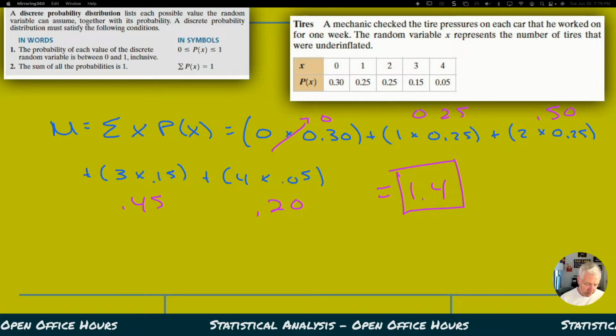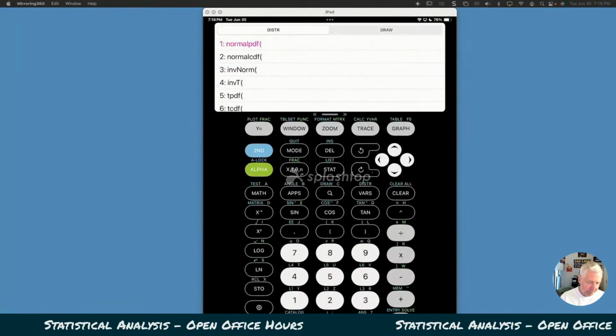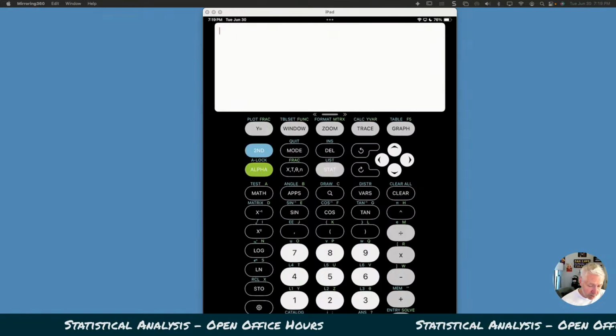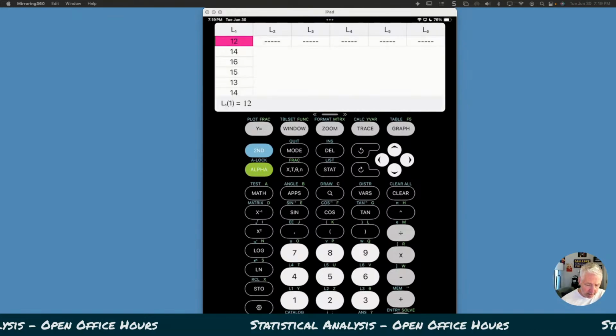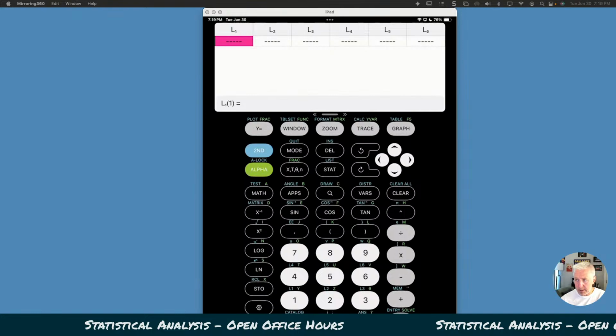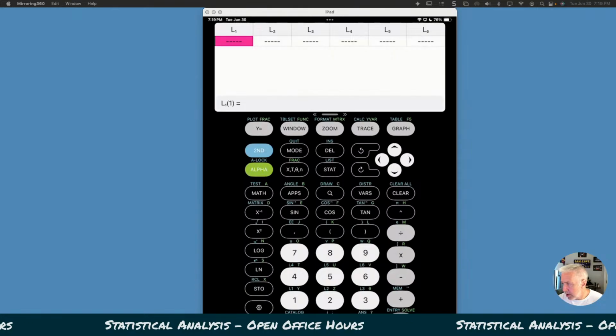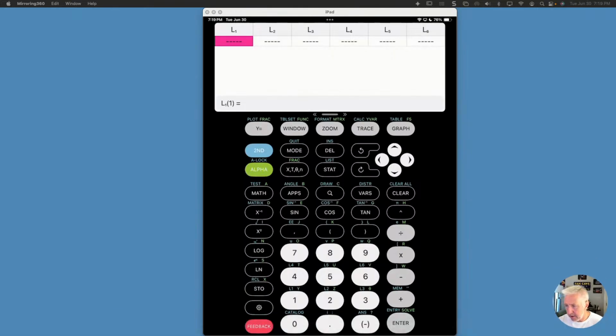Let me go here and turn it on. Okay, second quit. I'm going to go to stat, enter for edit. I'm going to scroll up, hit clear, and enter to clear out everything in L1. In the first column, I'm going to put the x values, the possible values of the random variable x. So I've got 0, 1, 2, 3, 4.